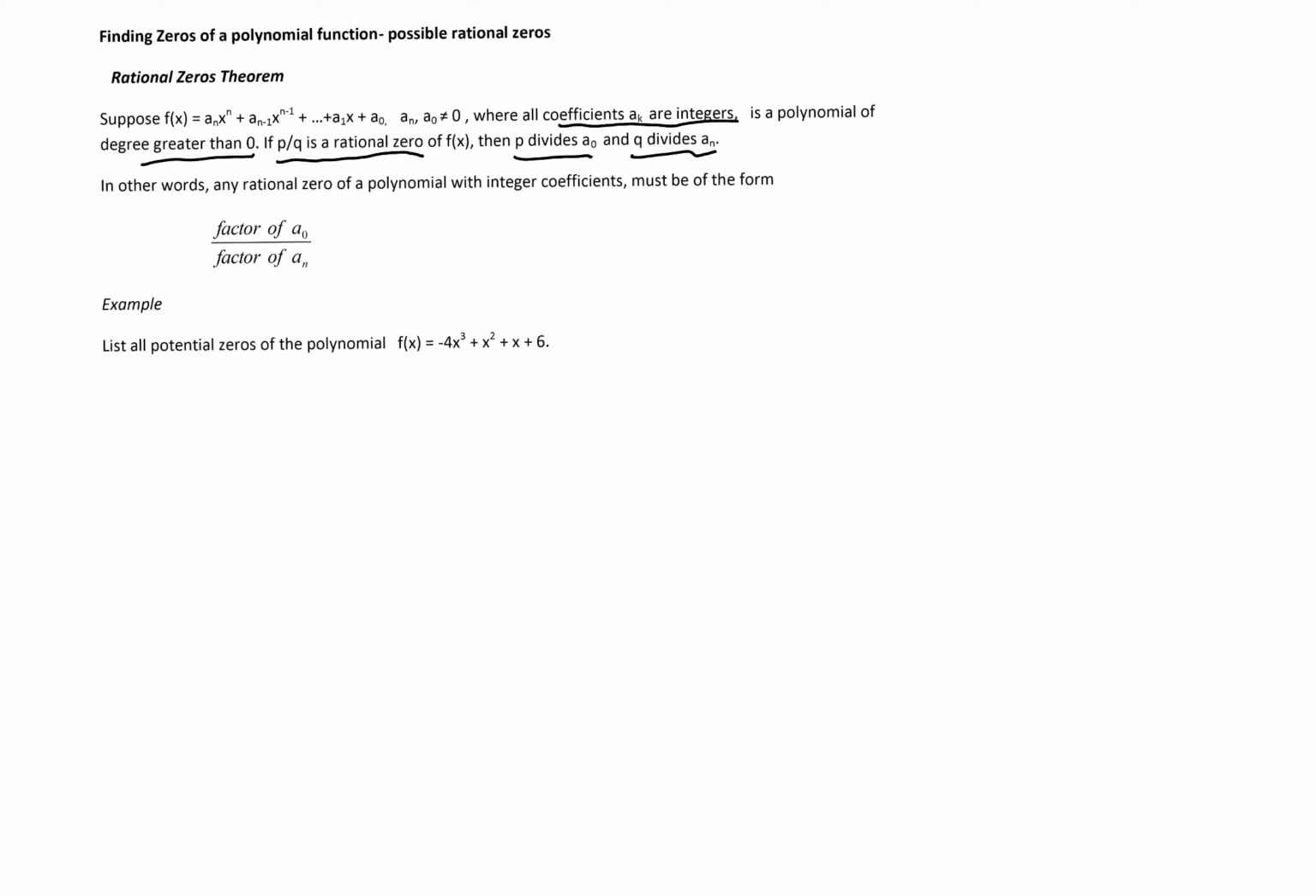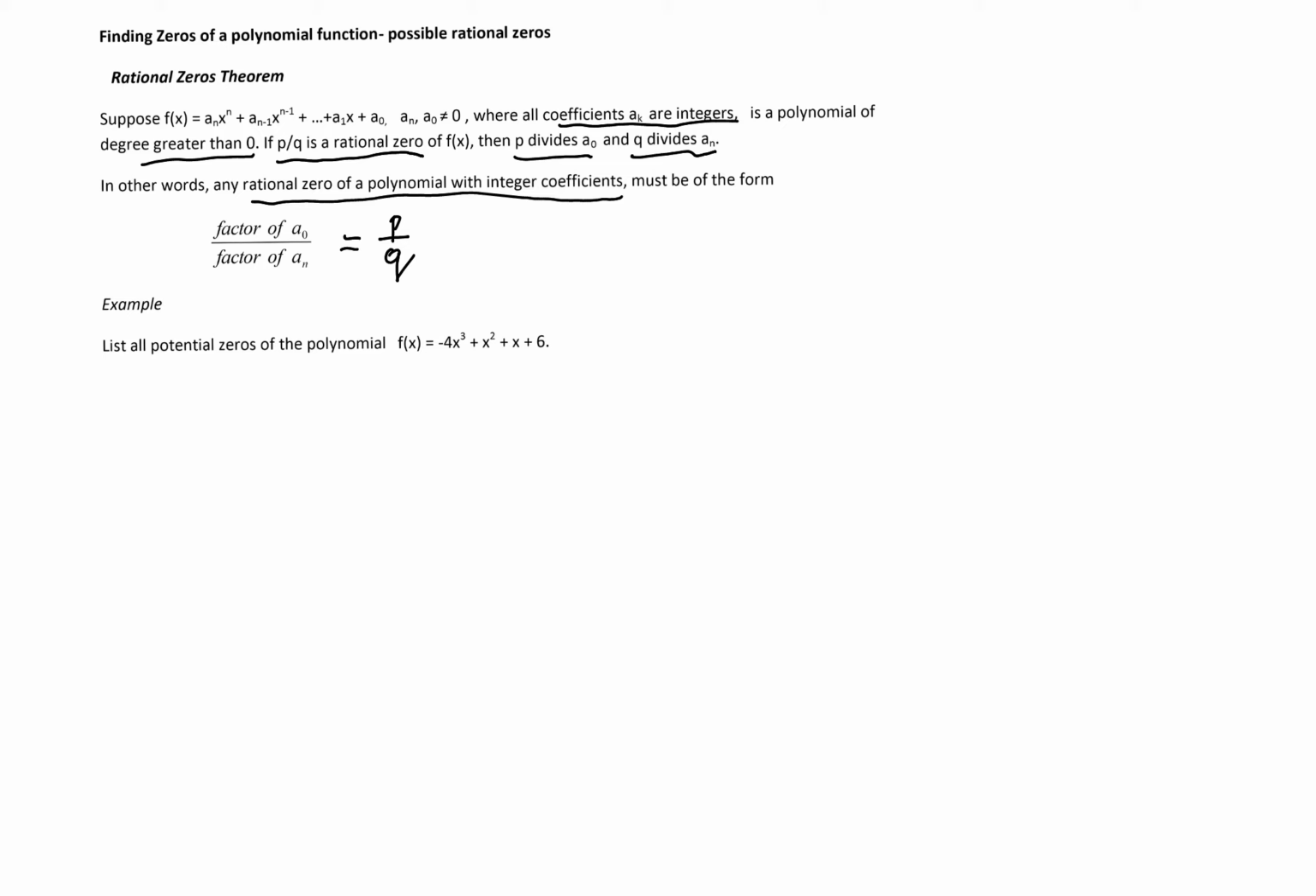So if I'm writing p/q, the understanding is that p is an integer and q is also an integer. Simply stated, the theorem says that any rational zero of a polynomial with integer coefficients must be of the form factor of a_0 over factor of a_n. So this is my p/q.